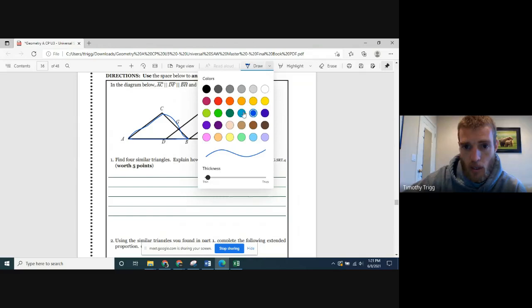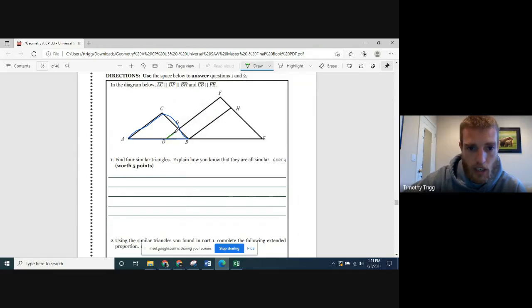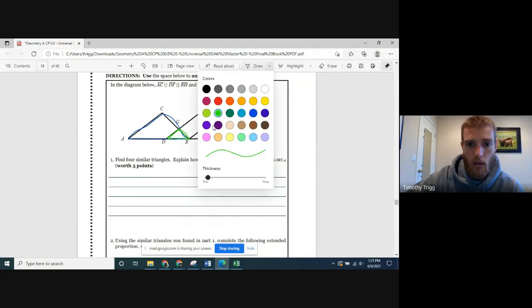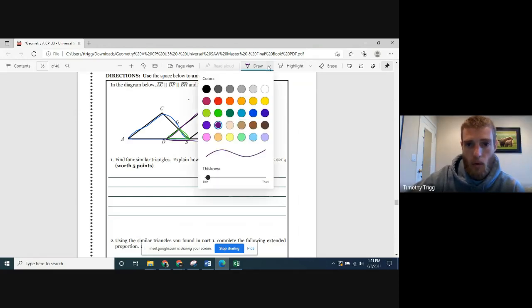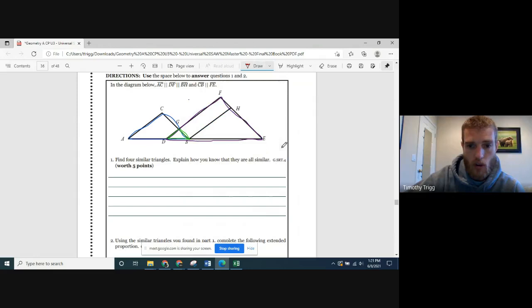There's a second triangle. I'm doing green. DGB, so a smaller triangle right here. There's triangle DFE or DEF right here. And then one more. There's this triangle right here, BEH.